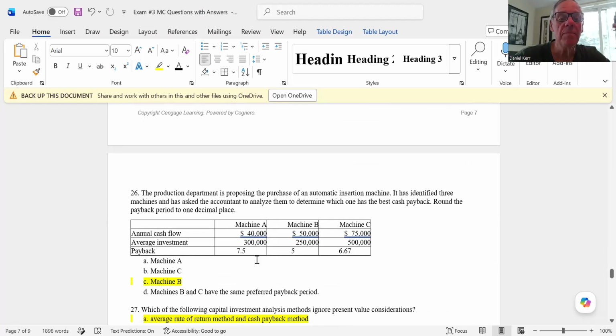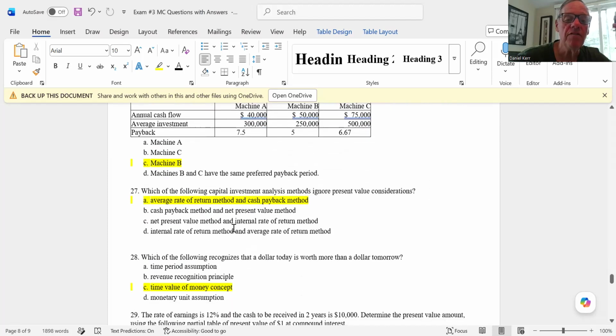26. The production department is proposing the purchase of an automatic insertion machine. It has identified 3 machines and has asked the accountant to analyze them to determine which one has the best cash payback. Round the cash payback to 1 decimal place. So when you figure these out, the one that has the shortest payback would be B. This has a payback of 5 years. So the answer there is B.